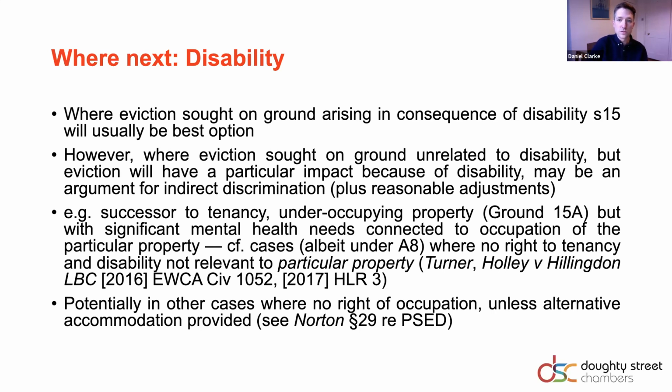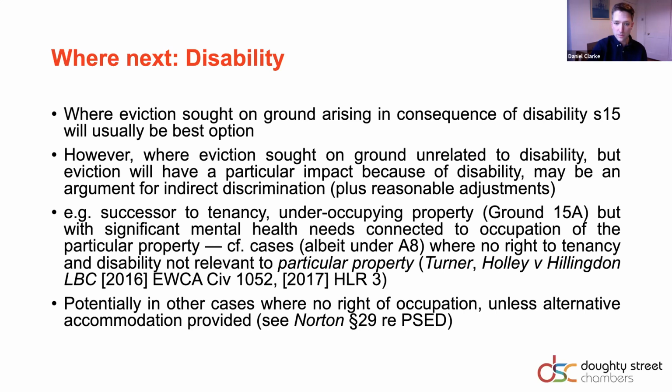And so in that case, we argued that a practice of always seeking possession under Ground 15A where there was under-occupation would put people with an attachment disorder related to the property in that way at a particular disadvantage as compared with people who just experienced the normal sense of attachment to a property where they'd been living. We got to trial on that, and in fact, the local authority conceded halfway through the trial. But it seems to me that those are the kinds of cases where you might be successful on indirect discrimination.